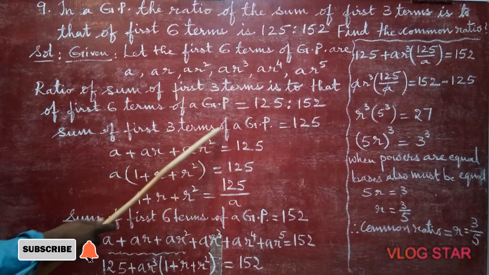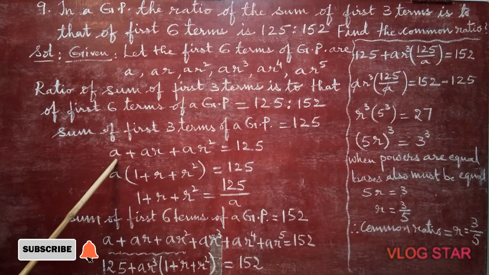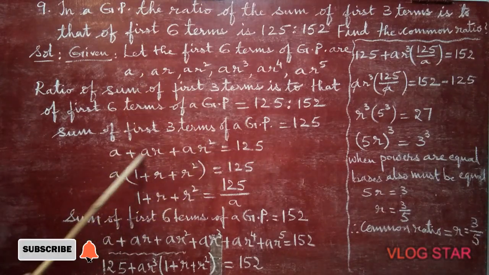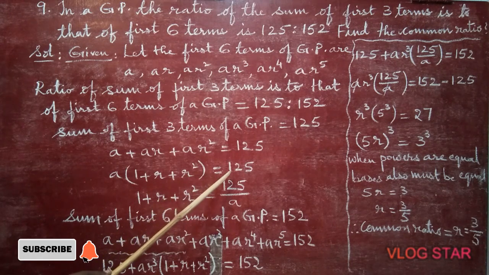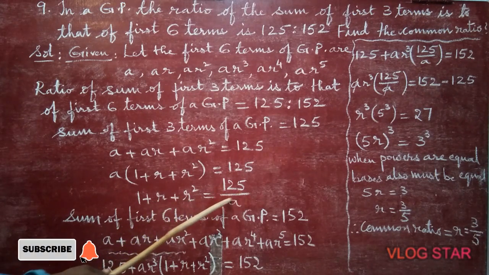Sum of the first three terms I am taking first. How much? 125. A plus AR plus AR square is equal to 125. A is common in all the terms. Take A as common. A into 1 plus R plus R square is equal to 125. Now A is multiplication on the left, so it goes to the right as division. 1 plus R plus R square is equal to 125 divided by A. Are you able to follow?